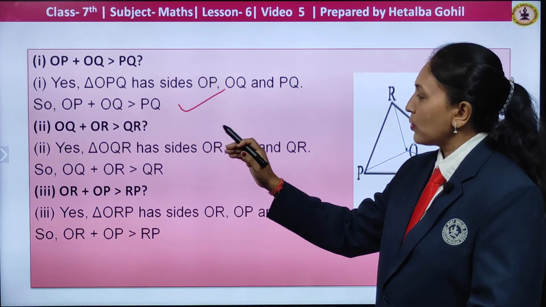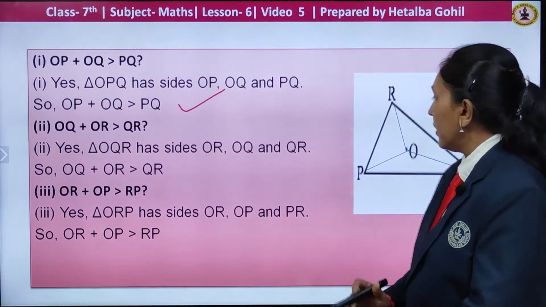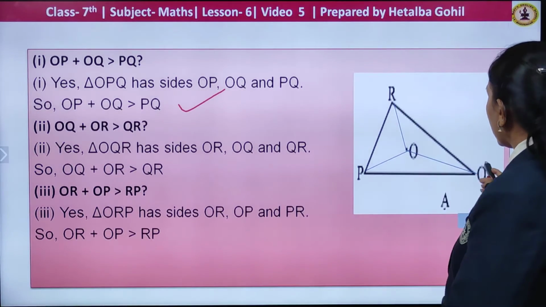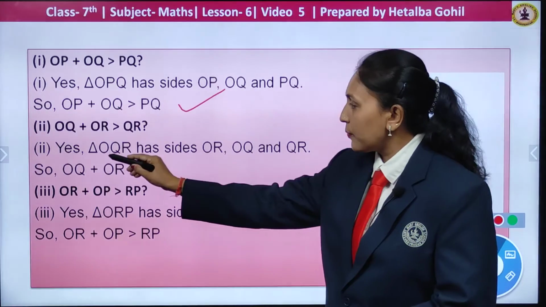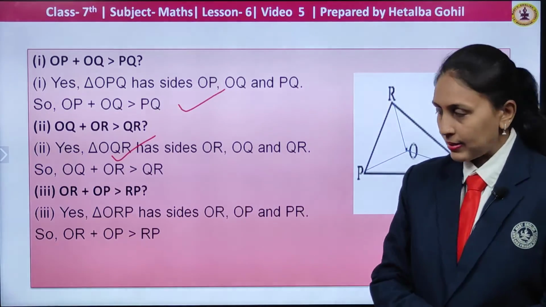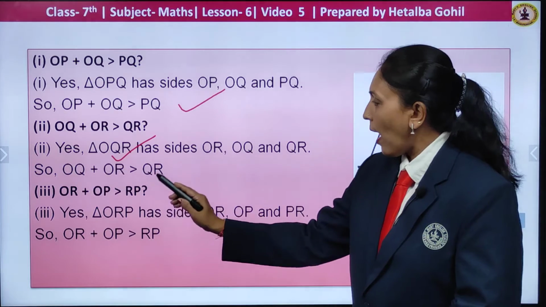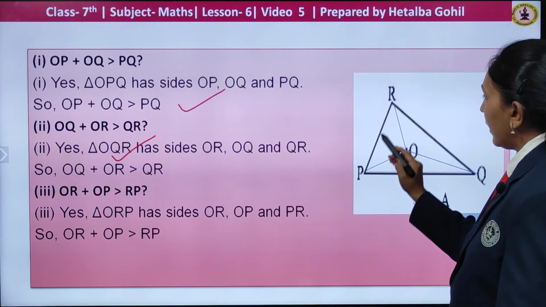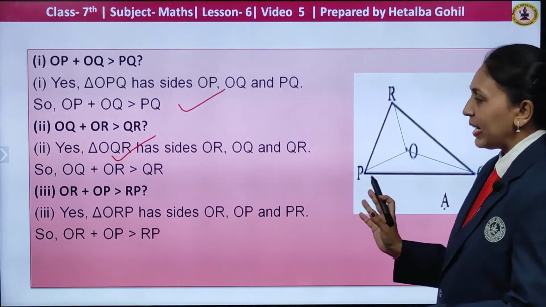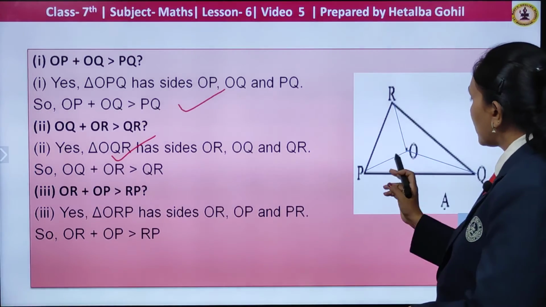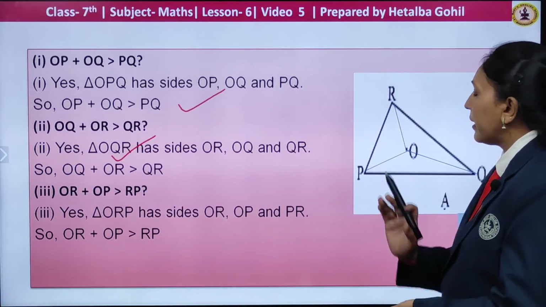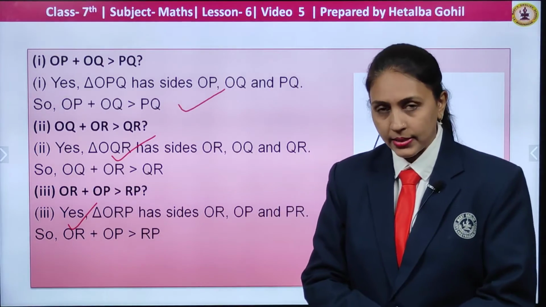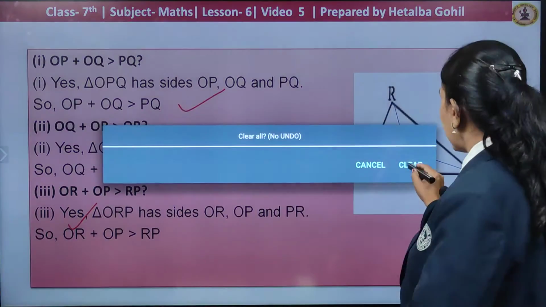Next, OQ plus OR is greater than QR. That means OQ and OR. Yes, the measure of 2 sides is greater here, children, you can see, than QR. That means our answer for question 2 is yes. Third one, OR plus OP greater than RP. Children, you can very easily see from this figure that yes, these 2 measures, when you add them, will obviously be greater than RP. That means for this question, our answer is yes. So let us see what we have next.